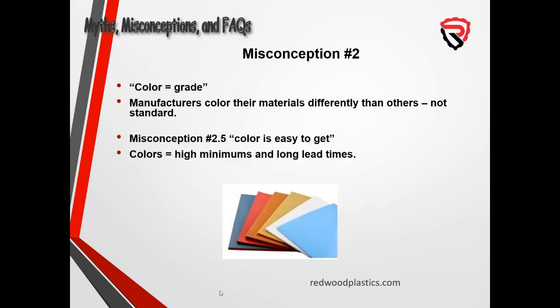Misconception number two. There's a 2 and a 2.5 here. So the real 2 is that color equals grade. A lot of times a customer may come to us asking us to quote a part for them, and we'll ask them, okay, what's the plastic it's being made out of now? Well, I don't know, it's blue, or it's black, or it's gray, or you pick any color. Unfortunately, that's not something that we can really work with.